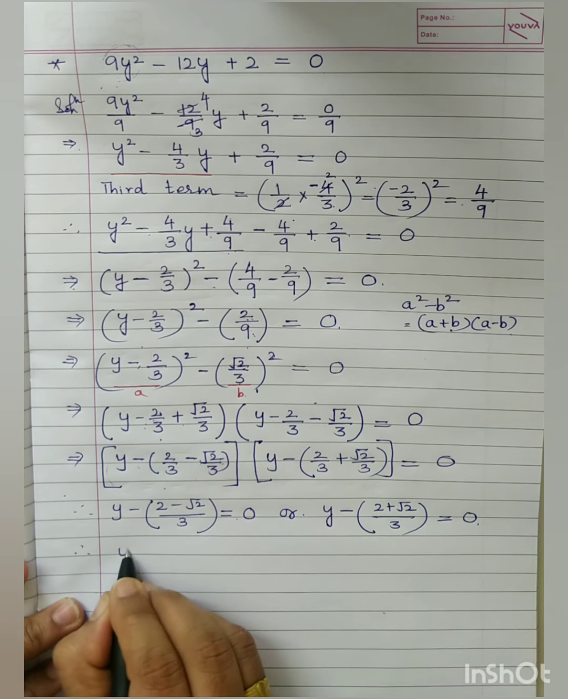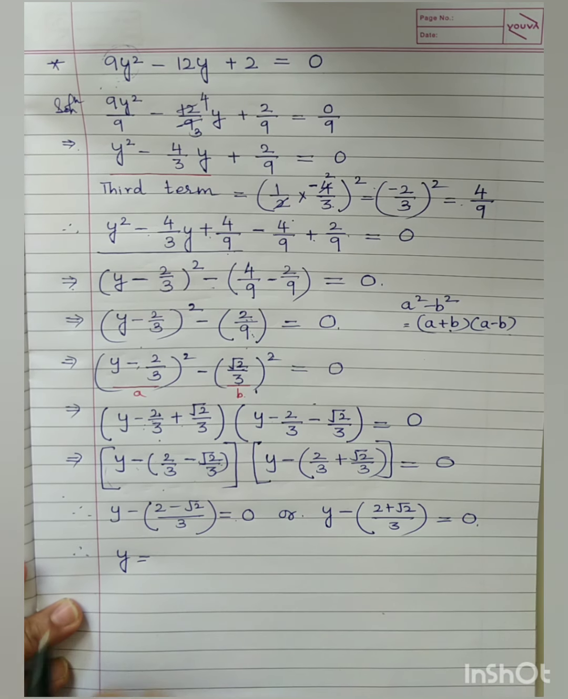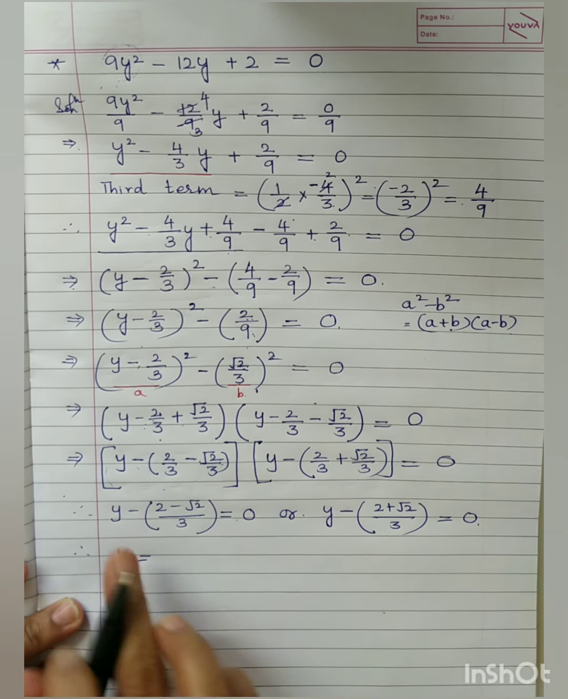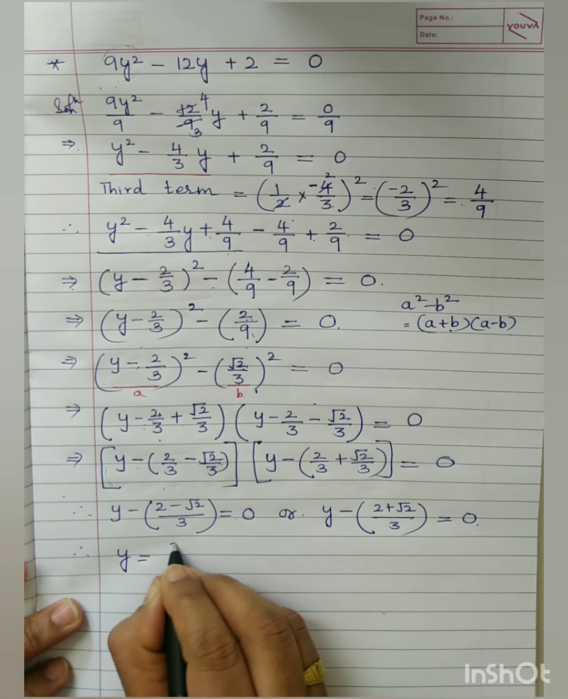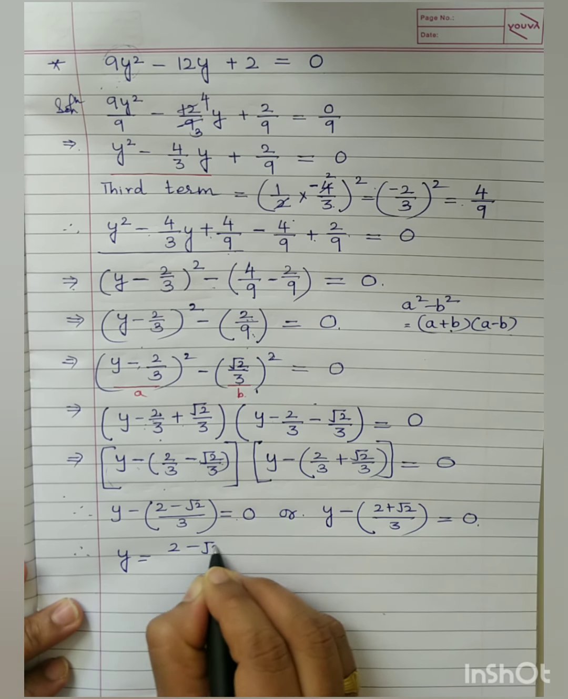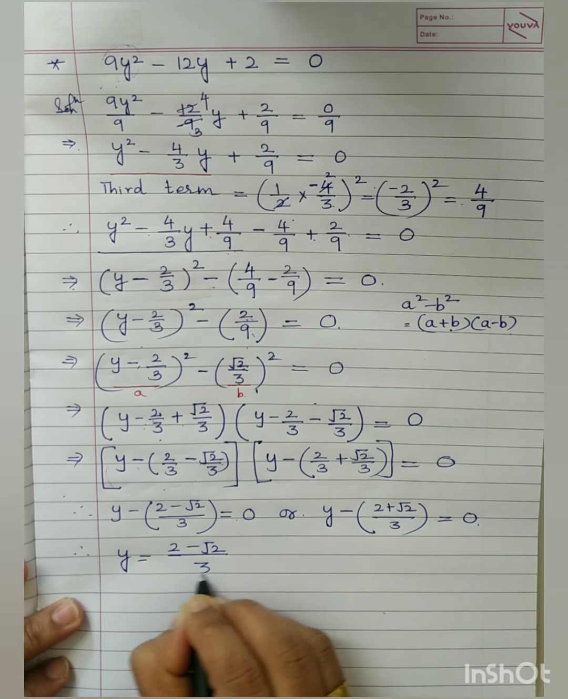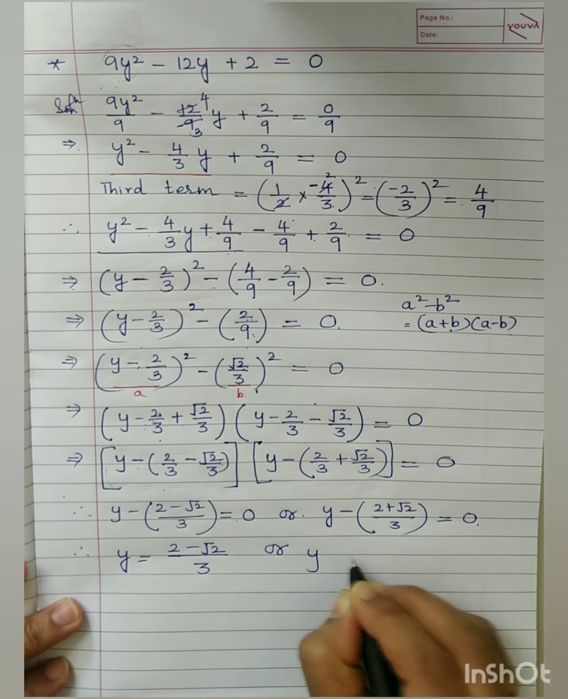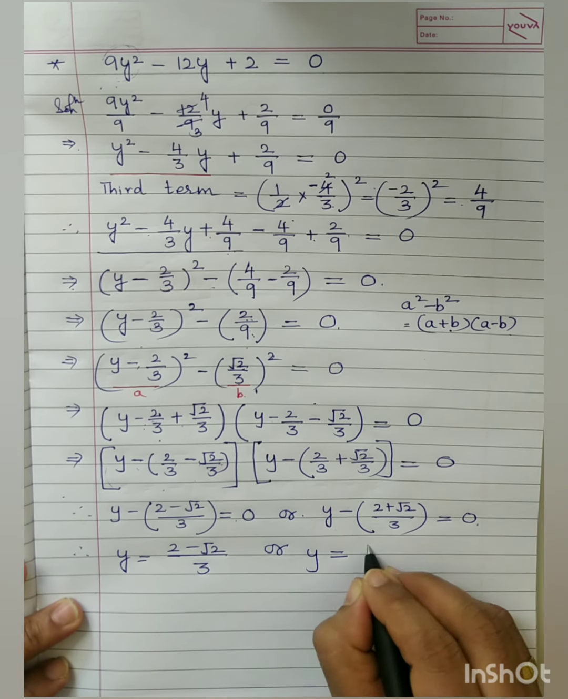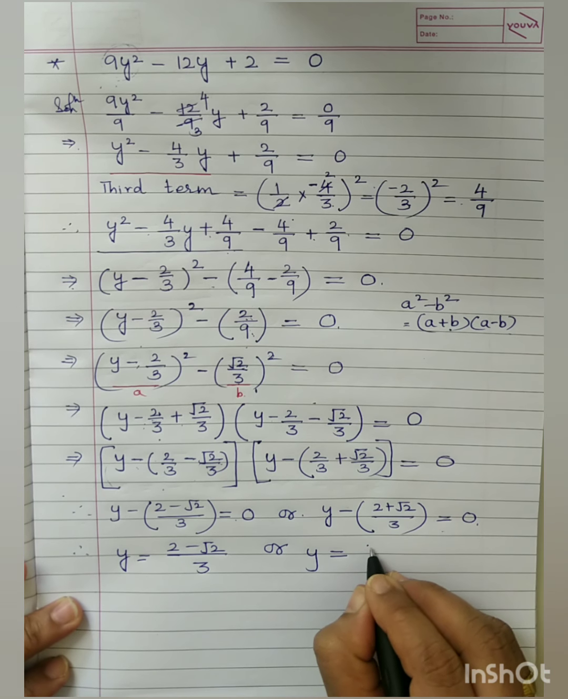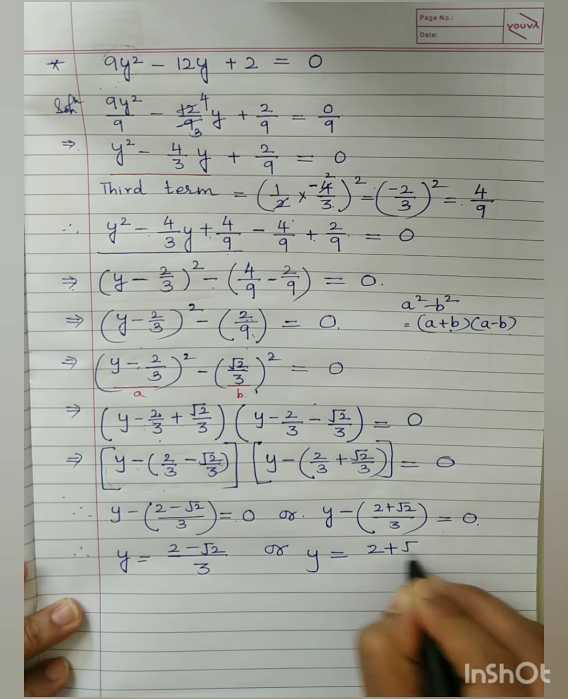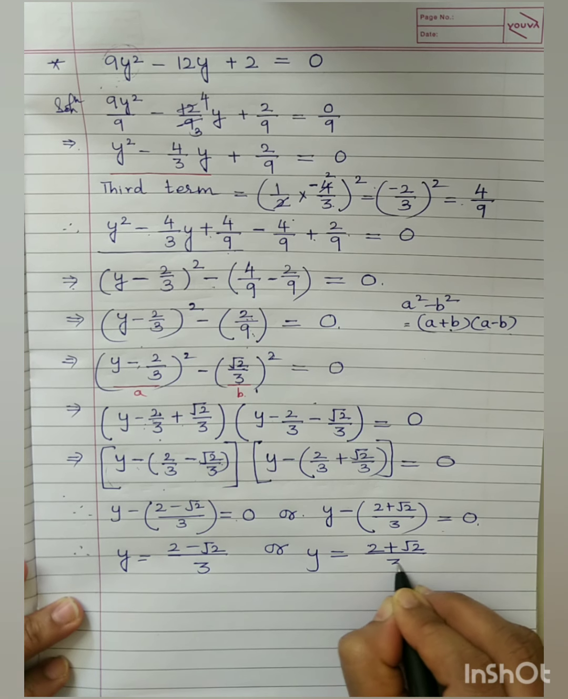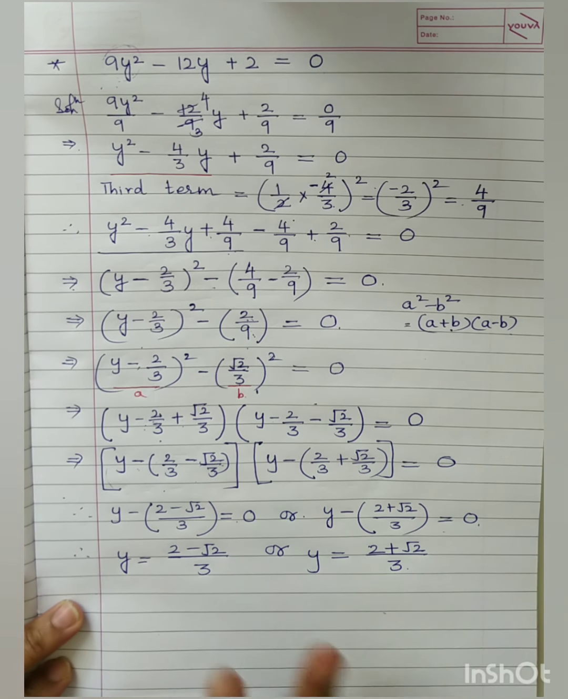So this will give you y is equal to, this full thing you are shifting with a minus sign. So what will it become? Simple, 2 minus root 2 upon 3, or y is equal to, minus is taken that side, so plus 2 plus root 2 upon 3. And these are the roots of this equation.